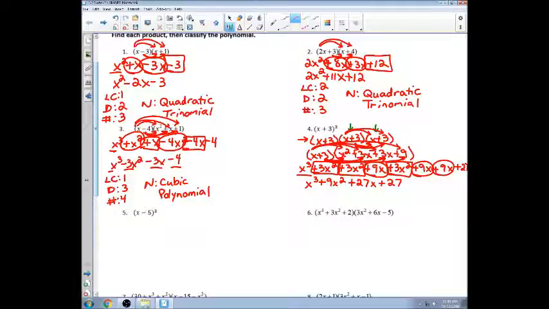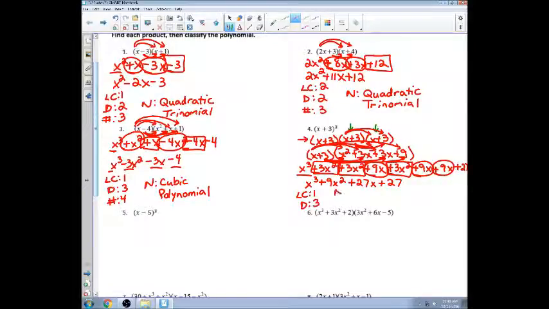Just like I said before, if you work with the largest exponent, then the next largest exponents, then the constant at the end, you are going to automatically put them in standard form. Now I can label. My leading coefficient is 1. That is what is in front of the x cubed. My degree would be 3.